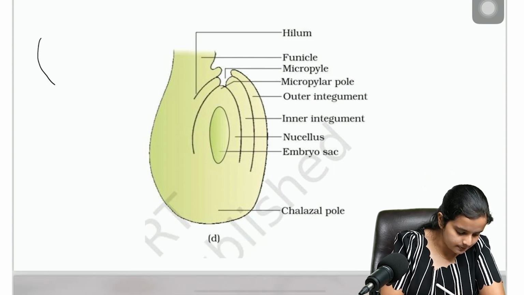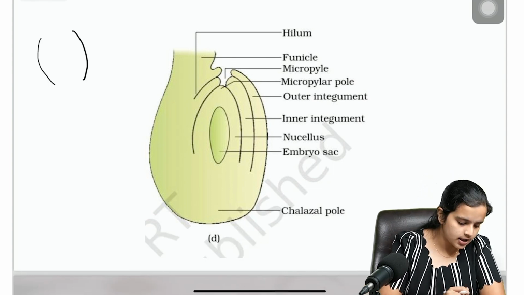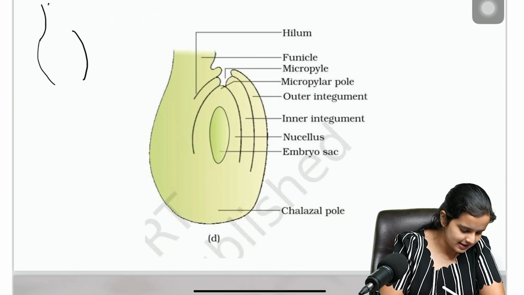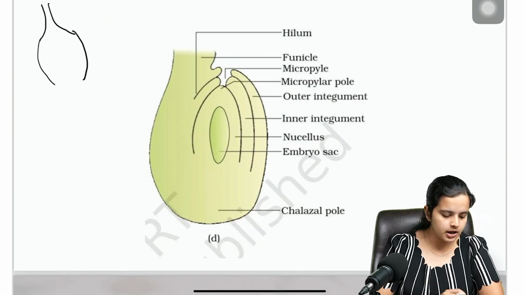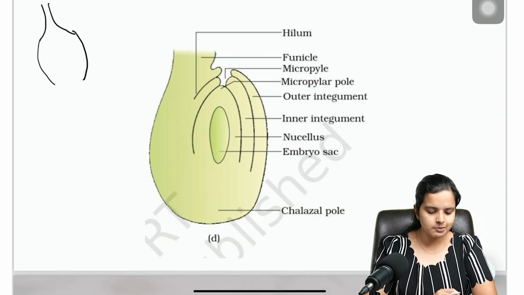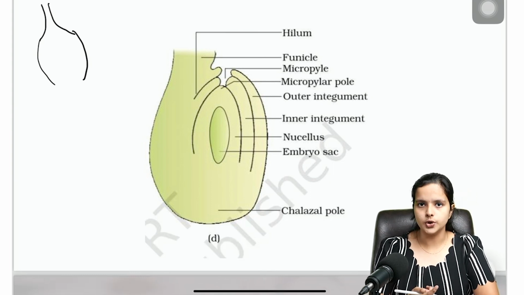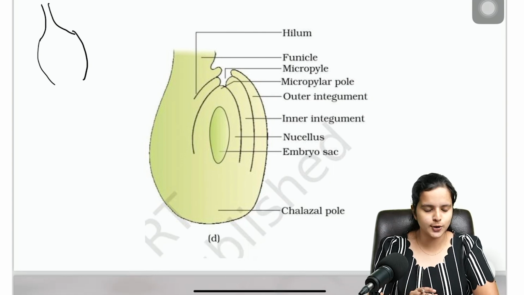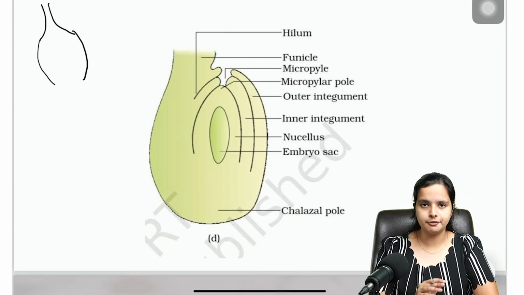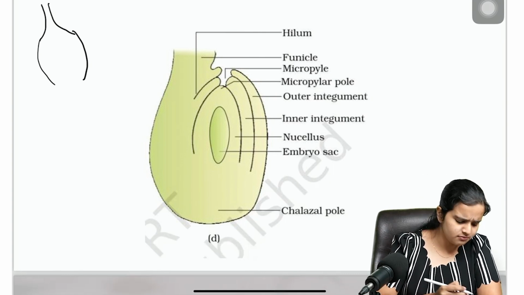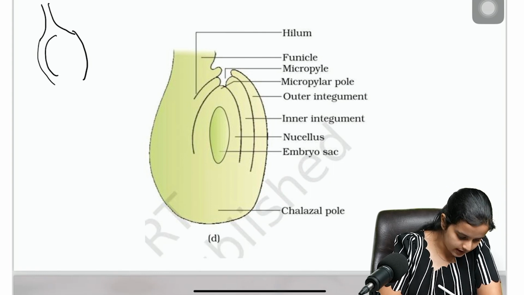Imagine this is the ovary, and you have the style and stigma above. Let's leave that part. Let's concentrate on the ovary. Inside the ovary, as I already told you, you have the ovarian cavity. It's just a space inside the ovary, which is otherwise known as the locule. Inside the locule, I've told you that you have the placenta. Imagine this is the ovarian cavity or the placenta. The cavity can't be drawn because it's a space.